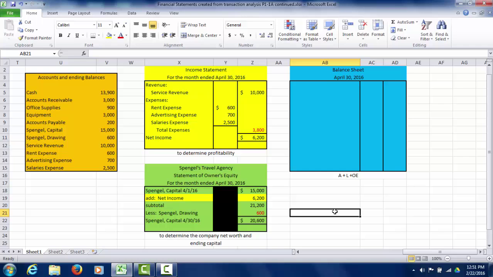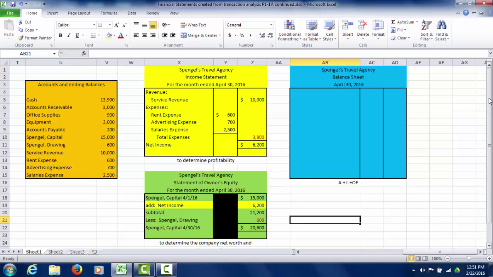So we did the income statement and ended up coming up with an answer of $6,200 in net income. And then we took that $6,200, copied it into the statement of owner's equity, and ended up with a result of $20,600 as our ending capital. There is no other way to do the statement of owner's equity at this stage of the game. Okay, so you start with your beginning capital, add your net income, subtotal, subtract out your drawing, and you end up with your ending capital.